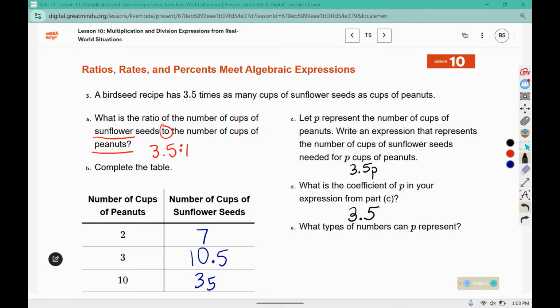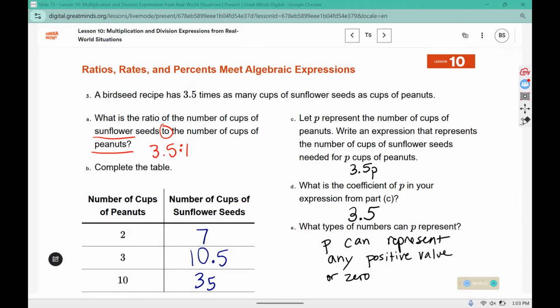What types of numbers can P represent? Well, we wouldn't want negative cups of peanuts. So P can represent any positive value, or it can also represent 0. But we don't want any negative values for the cups of peanuts.